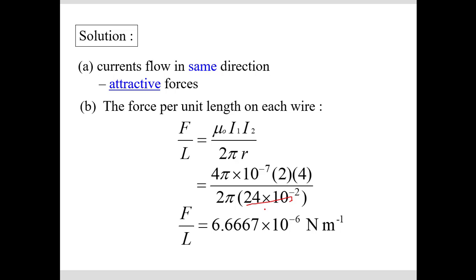So for exponent negative 2. So your final answer is 6.6667 times 10 to the power of negative 6. The unit is Newton per meter. Example 4.6.